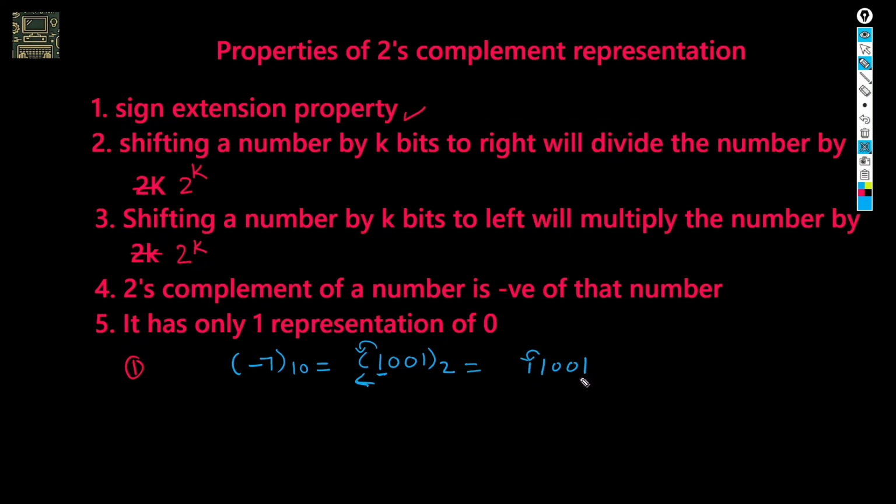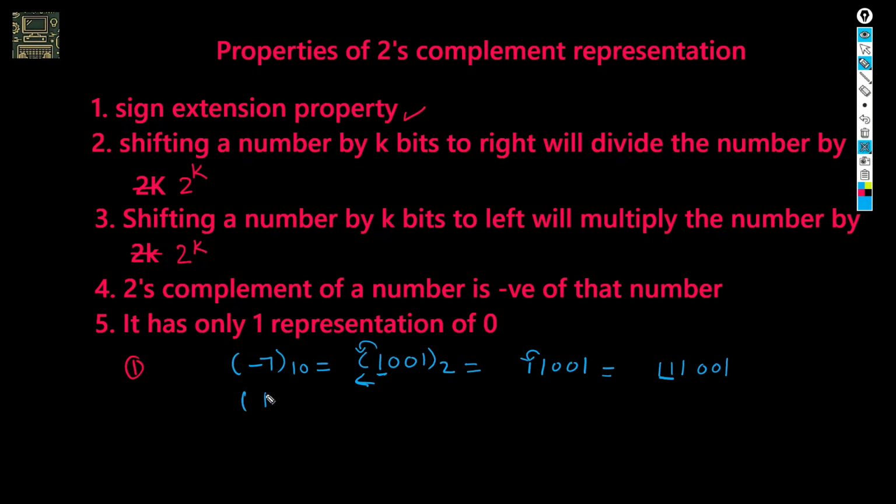The value of the number still remains minus 7 in 2's complement form, right? Or if I repeat it two times, still the value of the number does not change. So this is actually known as the sign extension property.